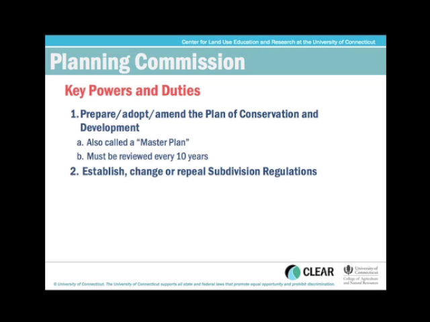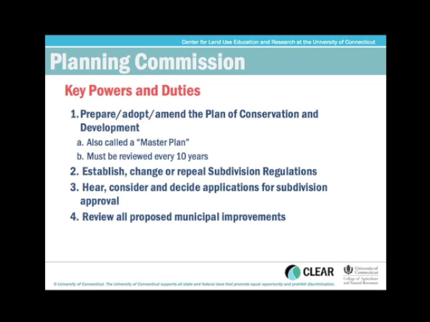Another key power that the Planning Commission has is to establish, change, or repeal the subdivision regulations. They also hear, consider, and decide upon applications for subdivision under this. We'll talk more about this, but it's a really big power that Planning Commissions have, since this is a regulation, and so it really does affect local landowners, particularly those who want to subdivide their property. So we'll look a little bit more at that in a few moments.